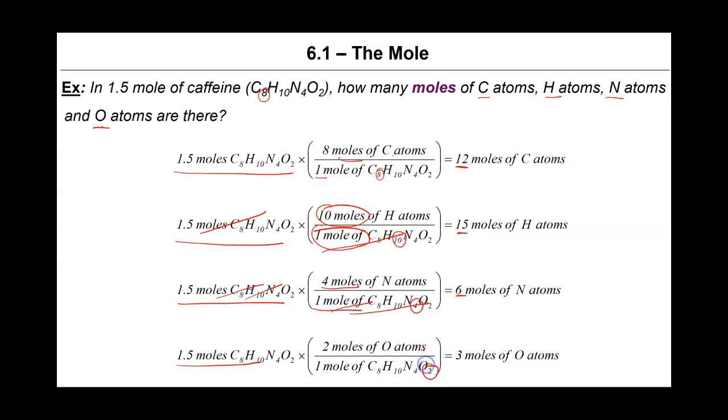According to my formula, there are 2 moles of oxygen atoms for every 1 mole of caffeine. So multiplying by this conversion factor, that tells me that there are 1.5 times 2, or 3 moles of oxygen atoms for every 1.5 moles of caffeine. So it's a pretty simple concept and not much of an extension of what we were doing before.